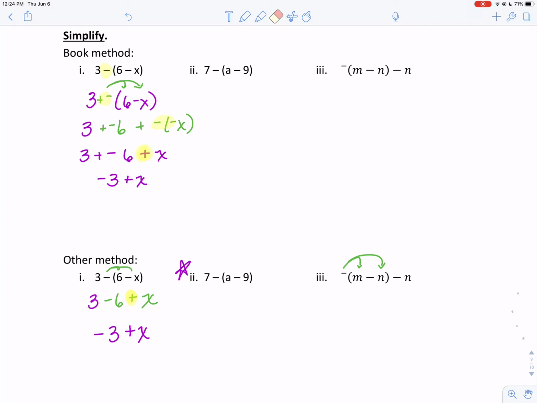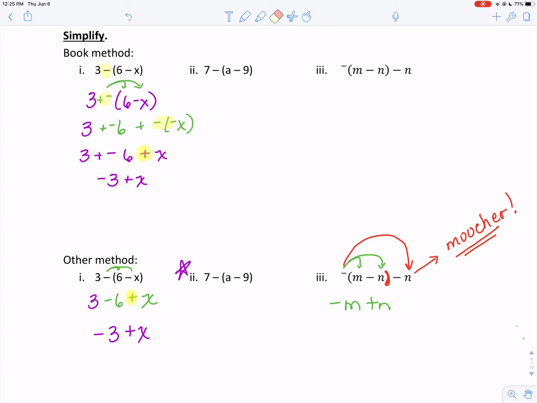But there is a major problem with number 3, and that is this moocher. The moocher likes to take the negative. A lot of students want to distribute that negative all the way over here. But I always tell them the parentheses, think of that as a stop sign. That's where you stop distributing the negative.